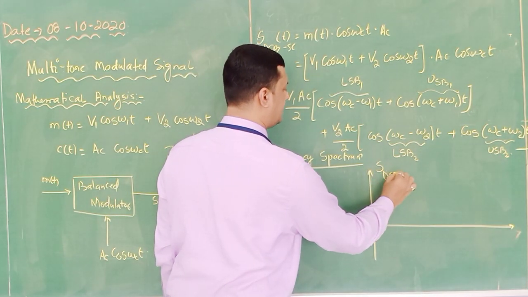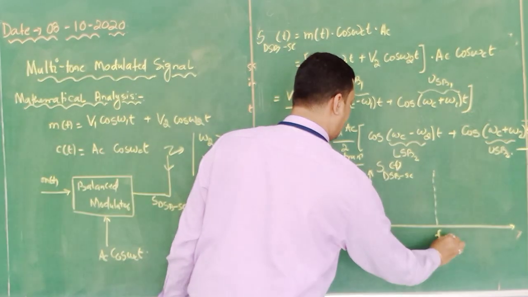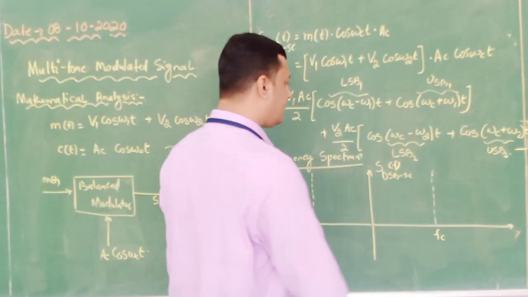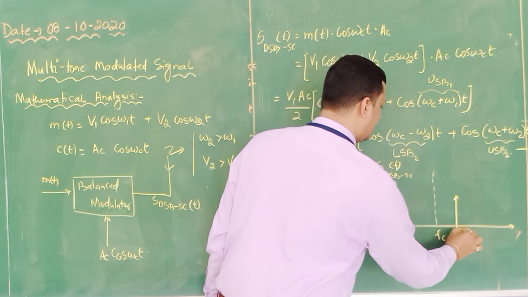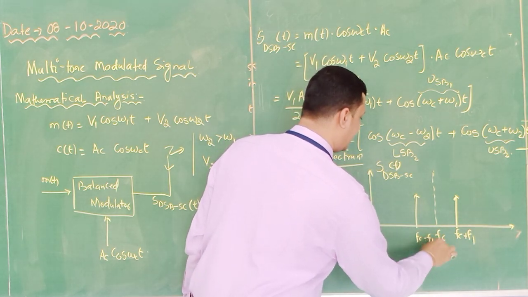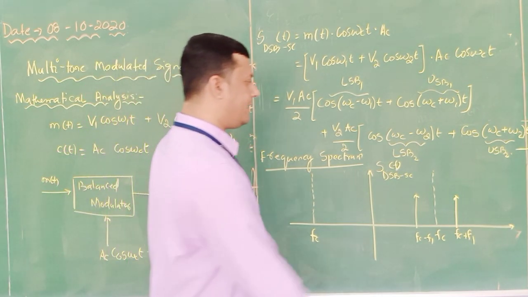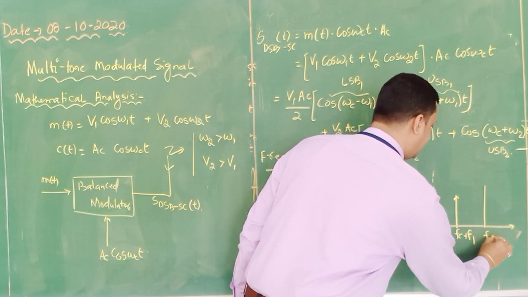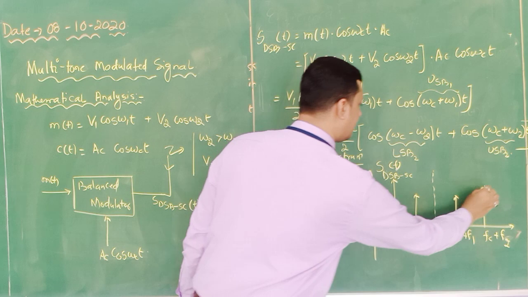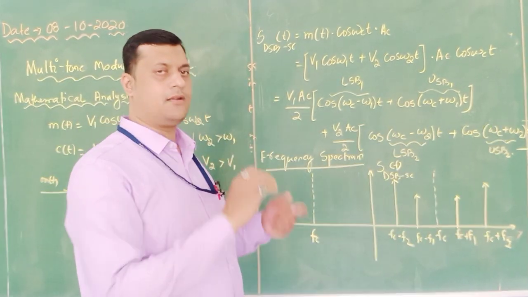So it is S suffix DSB-SC of f. So first what we have to do? First we have to identify the position of the carrier frequency. Okay, that is the center frequency. Dotted line means absence of carrier. Now first it is fc plus f1. This is the lower sideband fc minus f1. As we have considered that second frequency f2 is greater than f1, so here I can represent fc plus f2, and here I will represent fc minus f2. Now why have I represented these amplitudes a little bit low, a little bit high?